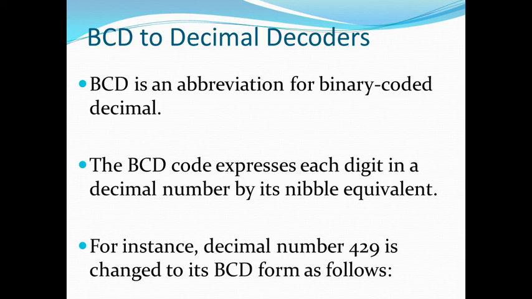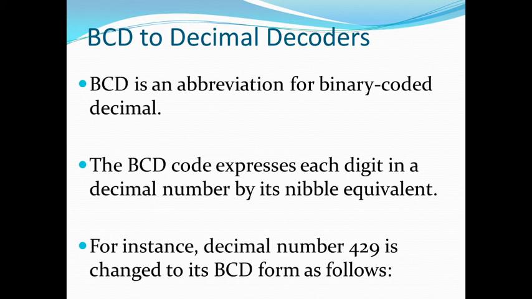The BCD code expresses each digit in a decimal number by its nibble equivalent. So, you have a decimal number, and each digit of that decimal number is converted into its nibble equivalent in binary. For instance, if you want to convert the decimal number 3, what is the binary equivalent? A nibble means a group of 4 bits. So, it should be converted into 0011.